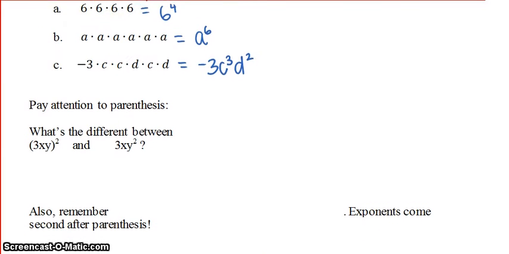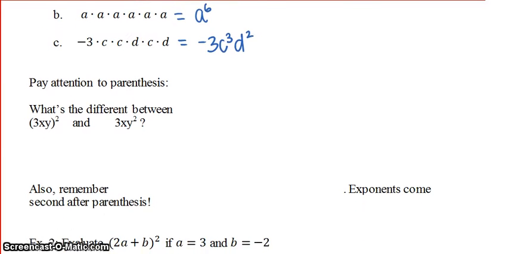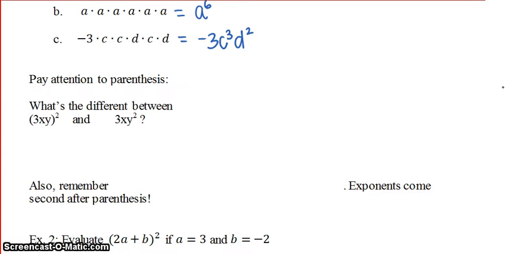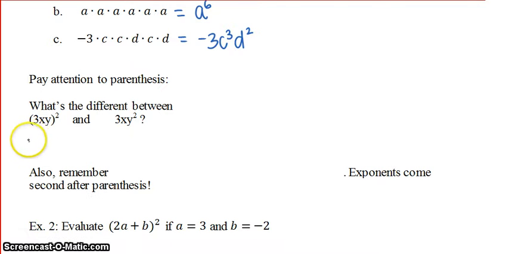With that being said, make sure you pay close attention to parentheses. What's the difference between (3xy) squared and 3x y squared? Well, what is being squared? I always think, what is the exponent directly touching? In this case, it's directly touching the parentheses, so whatever's inside the parentheses is what is being raised to the 2nd power. I'm going to show it a different way. It's basically 3xy times 3xy, because 3xy is the base, and it's being raised to the 2nd power.